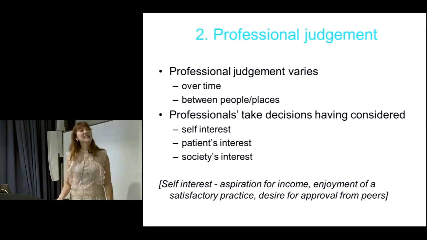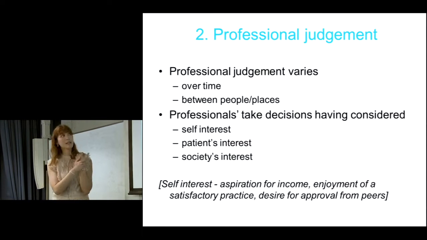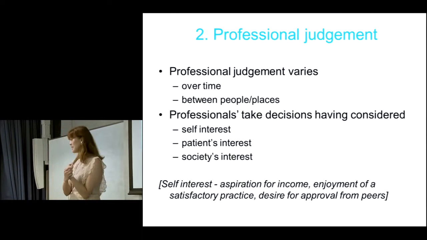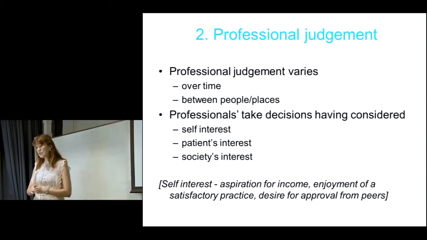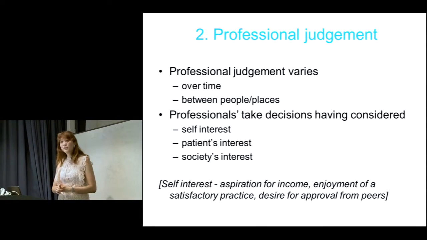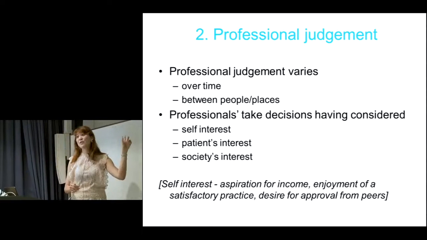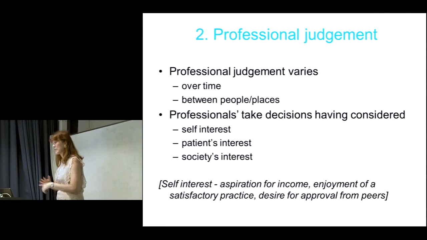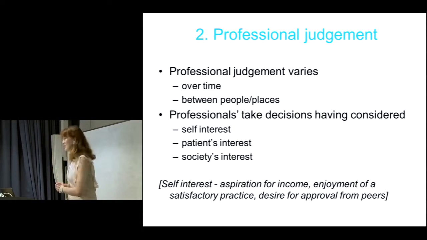Okay, another important concept for us to talk about is professional judgment. And we already touched upon it through our conceptual models. But essentially, we know professional judgment varies. Not only does it vary between countries, which we've already seen in the AAA decision to screen or not to screen, but it also varies vastly over individuals. So two doctors might not make the same decisions.